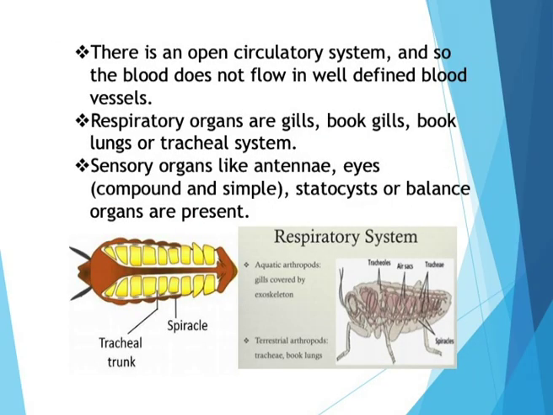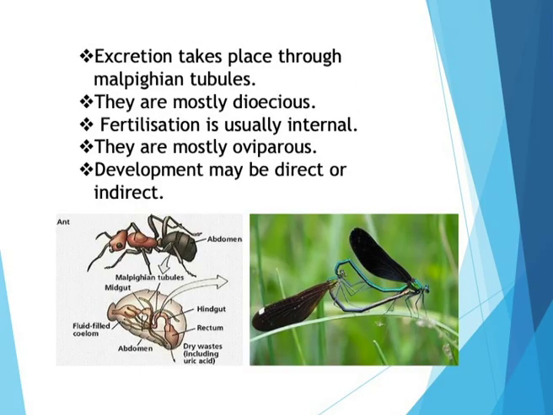There is an open circulatory system and so the blood does not flow in well-defined blood vessels. Respiratory organs are gills, book lungs or tracheal system. Sensory organs like antennae, eyes, statocysts or balance organs are present. Excretion takes place through Malpighian tubules. They are mostly dioecious. Fertilization is usually internal.